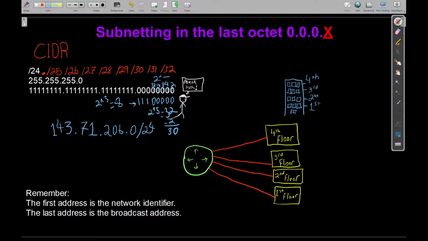Knowing how many total IP addresses we have in each network is what's going to help us identify each of the network identifier addresses. The first one's going to remain the same, the .0. The second one is going to go up to 32. The third one, 64. Fourth one, 96. Fifth one, 128. Sixth, seventh, and eighth.